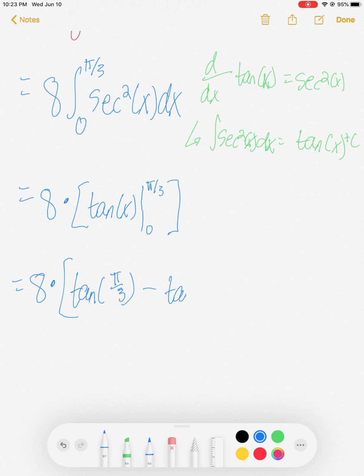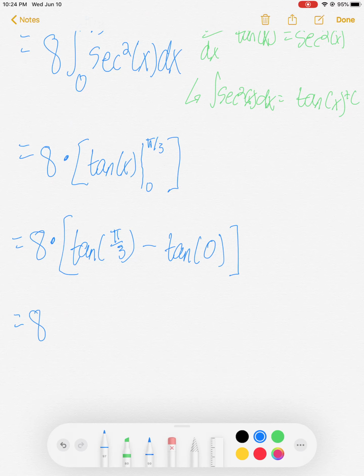Since this is some new notation, let's refresh ourselves on what this means. What this means is we're going to evaluate this function tangent of x at pi over 3. So it's going to be 8 times tangent of pi over 3 minus, now I'm going to evaluate it at the lower bound, tangent of 0. Just to recap what I did there, I plugged my upper bound into my antiderivative, so I plugged pi over 3 into tangent of x. And then you subtract out what you get whenever you plug in the lower bound. So I did minus and then I plugged 0 into my antiderivative, so I have minus tangent of 0.